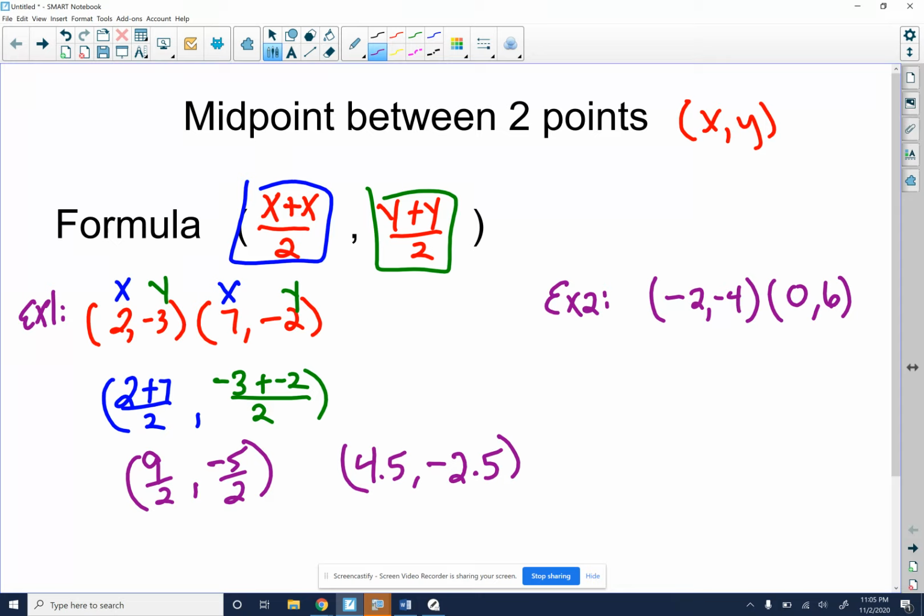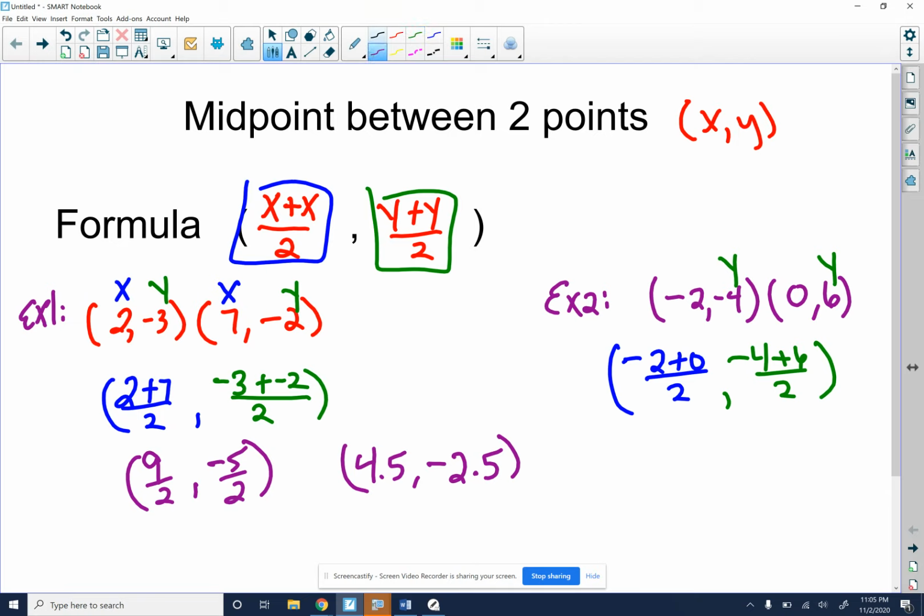So I follow my formula. I'll do the x's in blue again. So I've got my x's added together: -2 plus 0, divide by 2. And then I do my y's. We'll do those in green again. So here's my y coordinates right here: -4 plus 6 divided by 2. Notice how I have a comma in there, not an equals, because I'm trying to set up a point here.